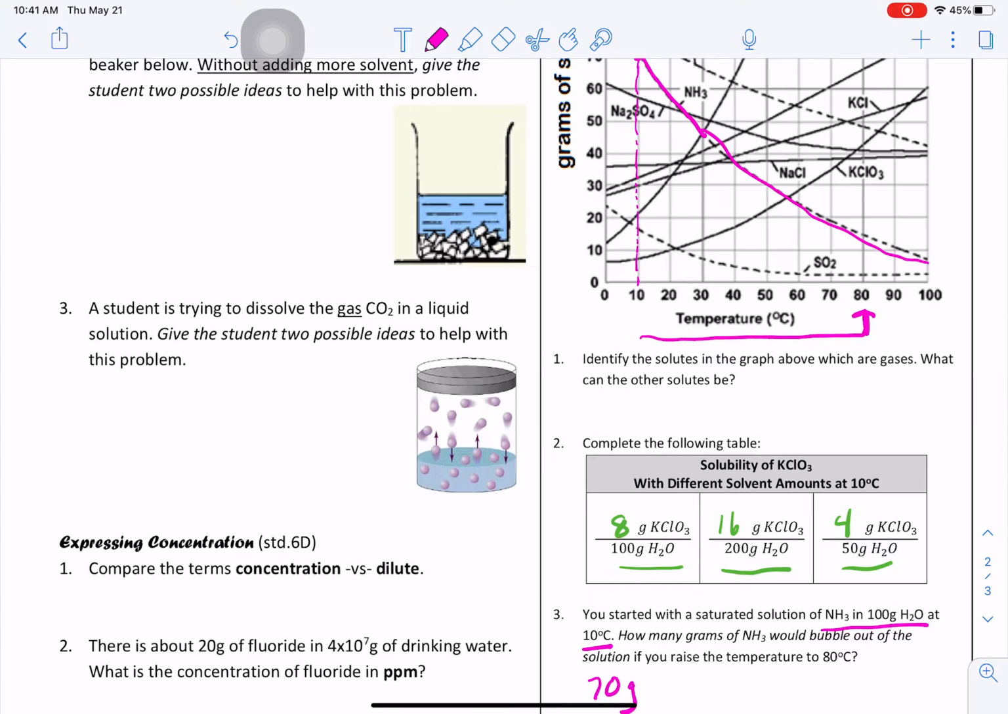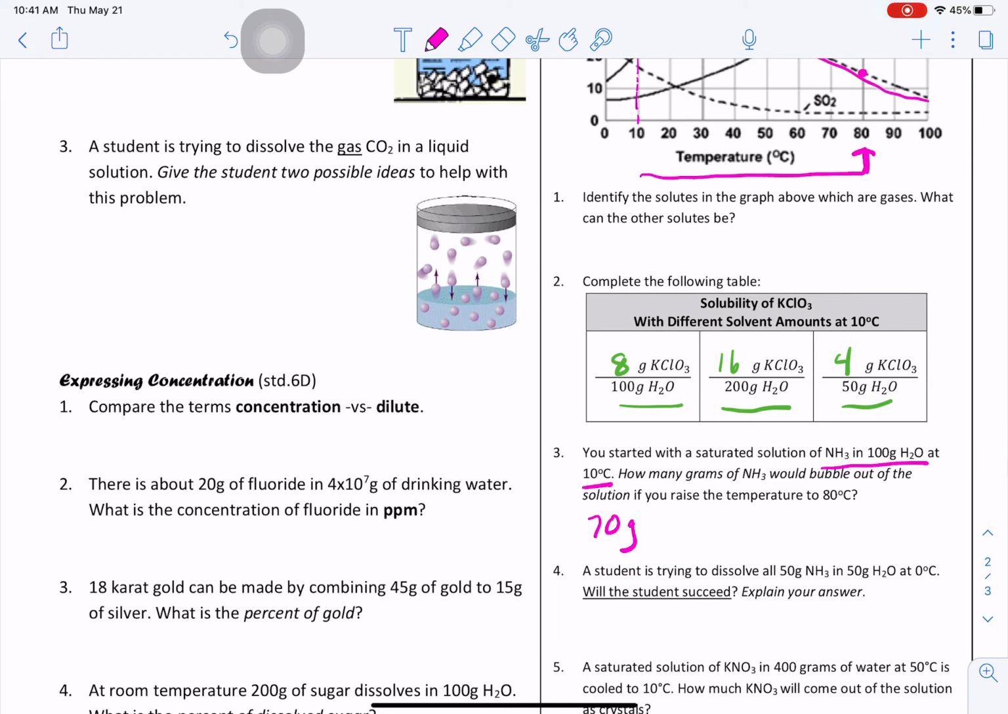So at 80 degrees, let's follow that same line, we're right here. That's about halfway in between 10 and 20, so let's call it 15. So the saturation point or the solubility limit at 10 degrees is 70 grams, and then at 80 degrees it's 15, so all we've got to do is subtract the two. And that will tell us how much bubbled out of solution. This is going to be 65 grams.